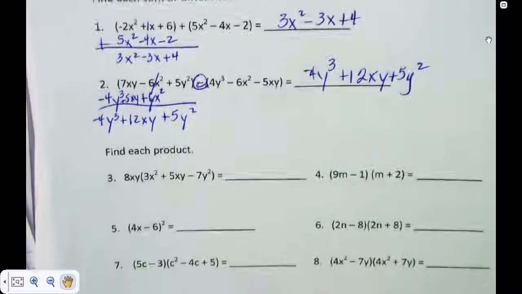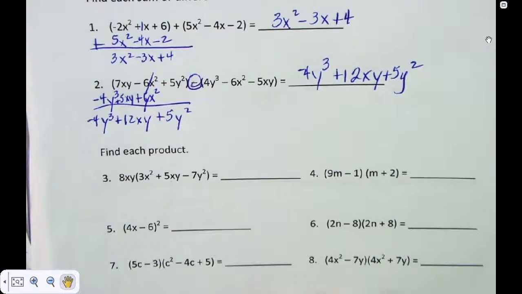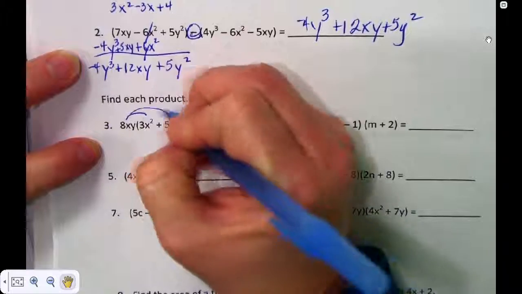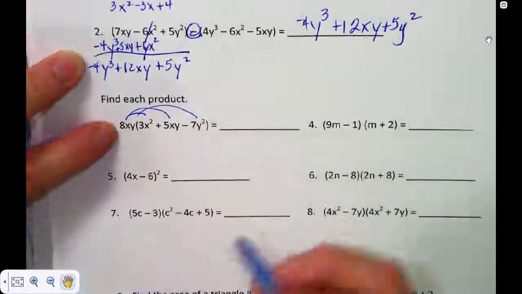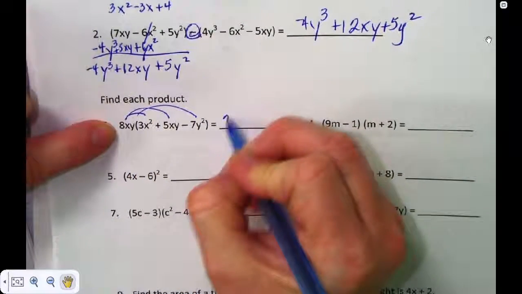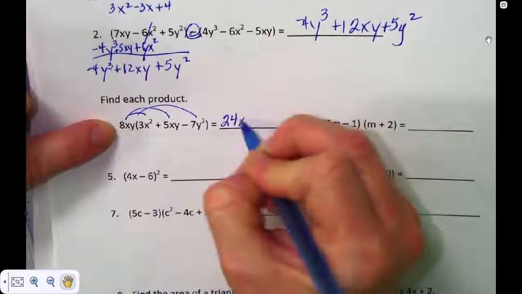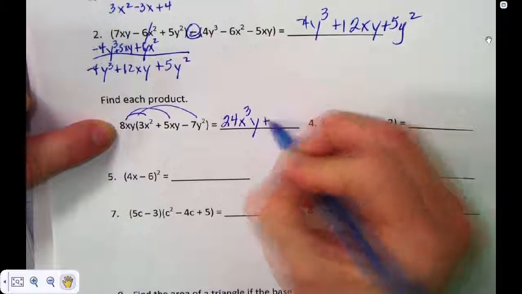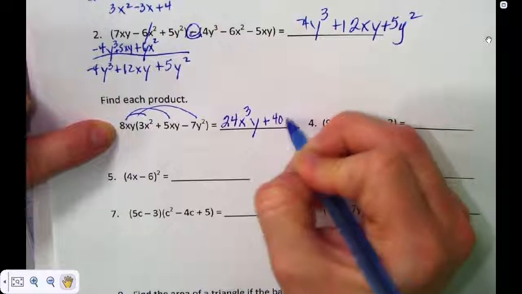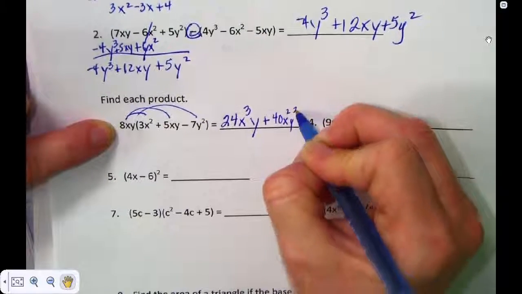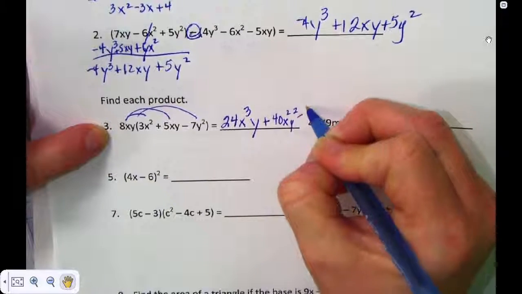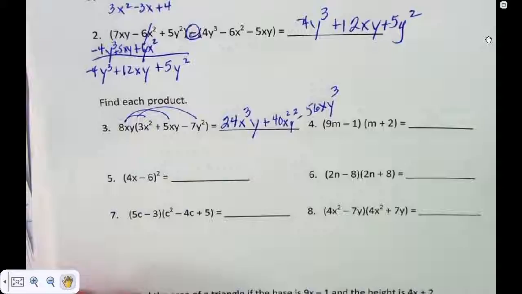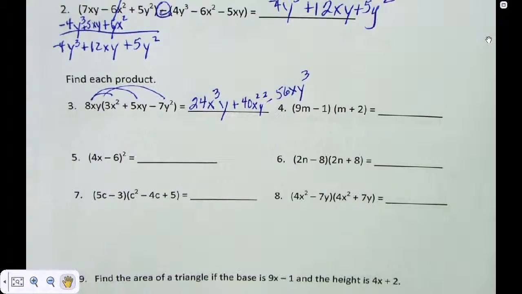Okay? Ask questions if you need help. Okay, number 3. We're doing the distributive property. Find each product. So that's going to be 24x cubed y plus x squared y squared minus 56x cubed. Didn't leave a big enough blank, did I?